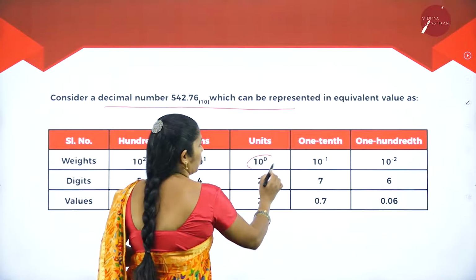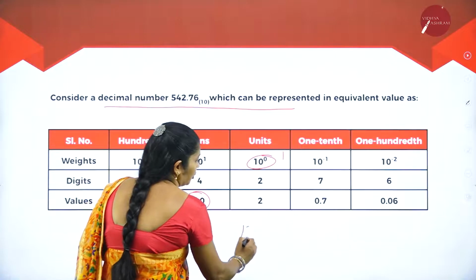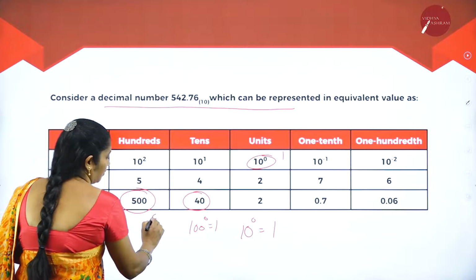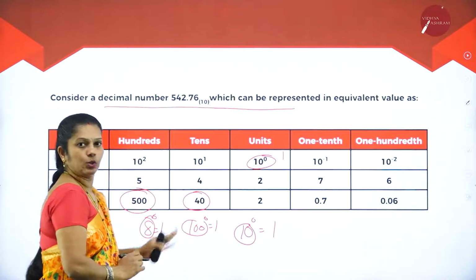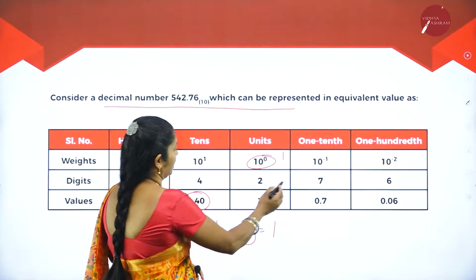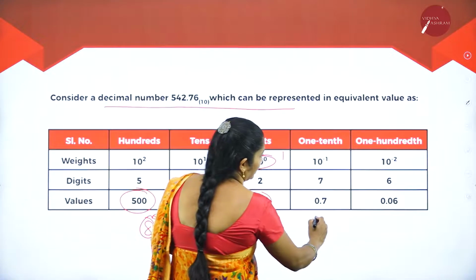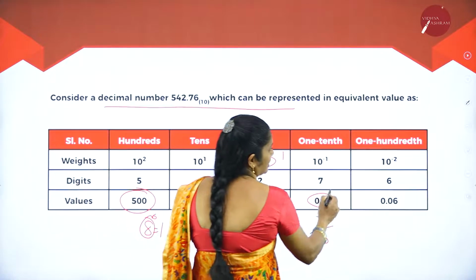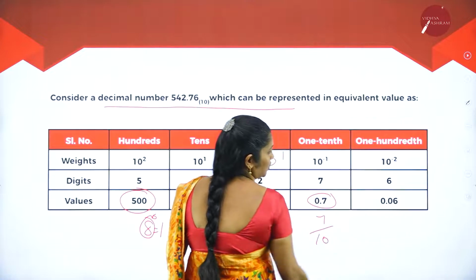Then 10 to the power of 0. If the power is 0, then the value is 1 only. For example, 10 to the power of 0 is 1, 100 to the power of 0 is 1, and 8 to the power of 0 is also 1. The number may be any number; if the power is 0, then the value is 1 only. So 1 into 2 is 2 here. Then for 7 into 10 to the power of minus 1, that is 7 divided by 10, so the value is 0.7. In the same way, 6 into 10 to the power of minus 2 gives the value 0.06. How to represent?